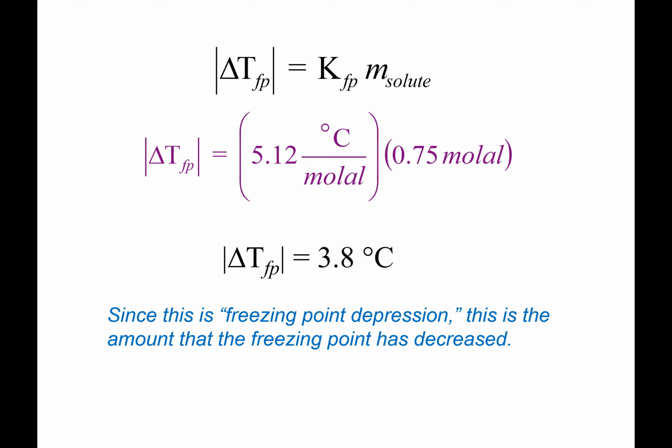So again, we have to keep our wits about us. To come up with the new freezing point temperature, we have to take the original freezing point temperature and subtract the depression. Remember the freezing point given was 5.5 degrees Celsius. We have our depression of 3.8 degrees. So rounding to 1 decimal, you're looking at 1.7 degrees Celsius will be the new depressed temperature it will freeze at.